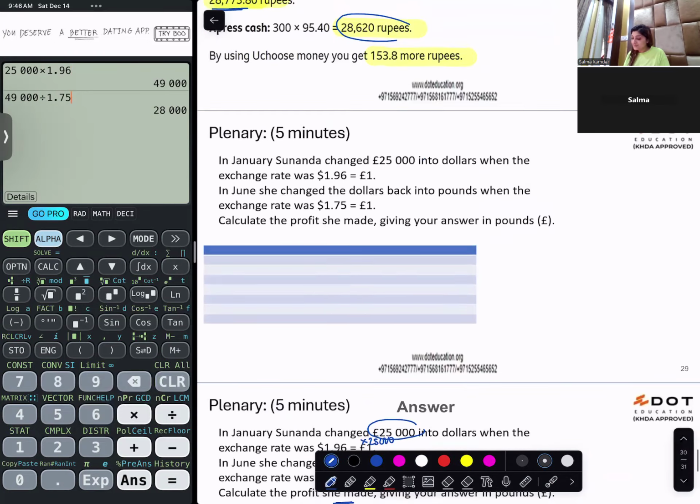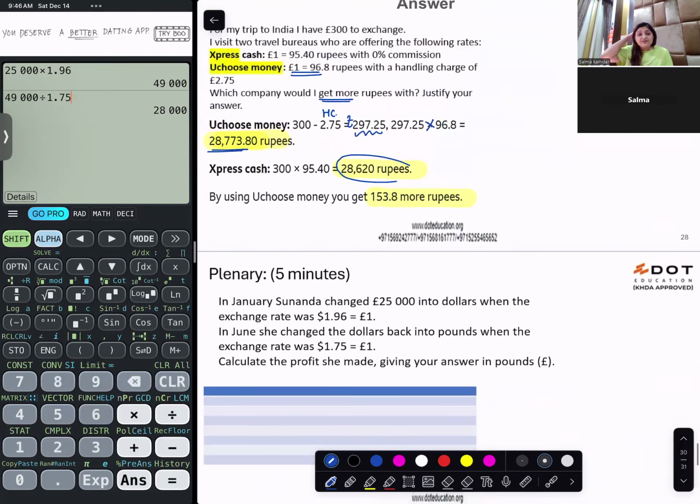This is it. That's it. We've done converting currencies at different exchange rates. Chapter 17 IGCSE Managing Money.